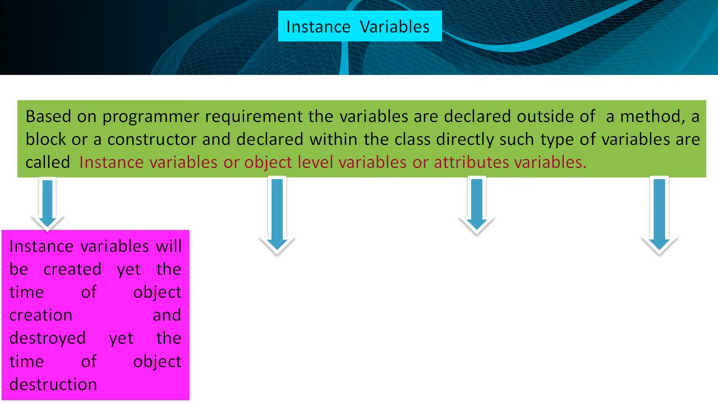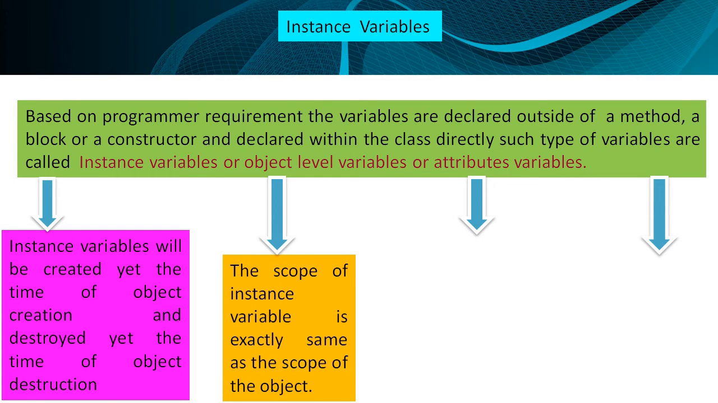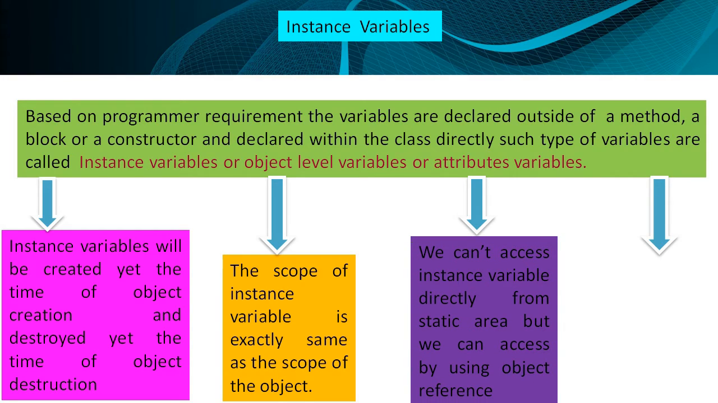First, an instance variable will be created at the time of object creation. When will the instance variable be created? It will be created when the object is created, and it will be destroyed when the object is destroyed. So the instance variable is created along with the object and destroyed along with the object. What is the scope of the instance variable? The scope of the instance variable is the same as the scope of the object. Whenever the object is alive, the instance variable is also alive.